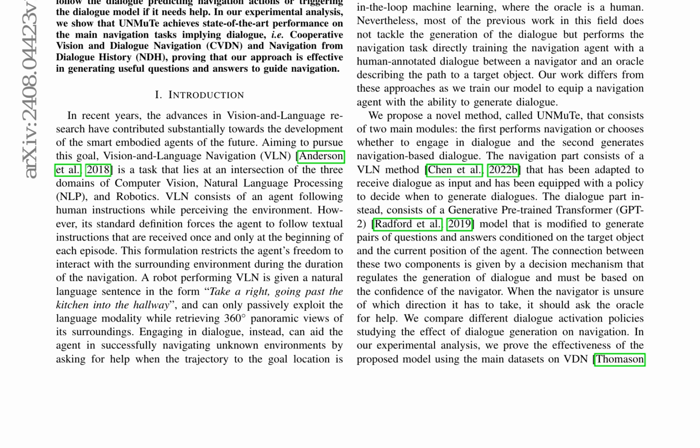The experimental analysis proves the effectiveness of the proposed model, achieving state-of-the-art performance on the main navigation tasks implying dialogue, such as cooperative vision and dialogue navigation, CVDN, and navigation from dialogue history, NDH. The paper also discusses related work in the field of VLN, including various approaches and datasets like StreetLearn, Touchdown, and Talk the Walk, which involve human annotated dialogues for navigation.